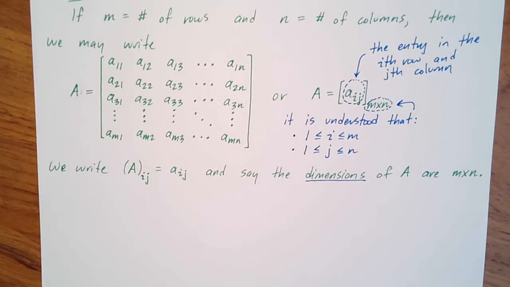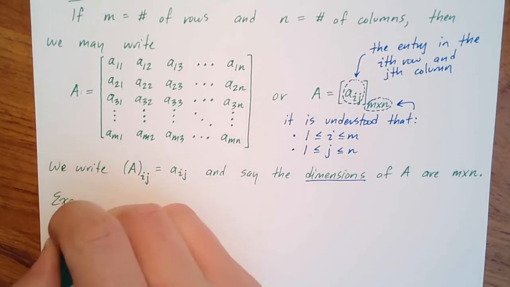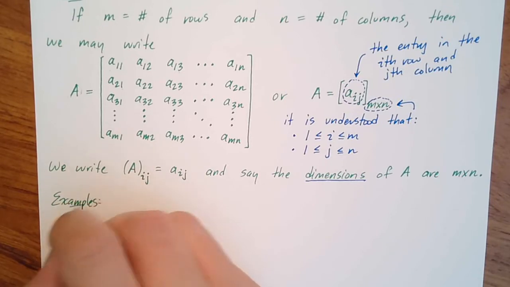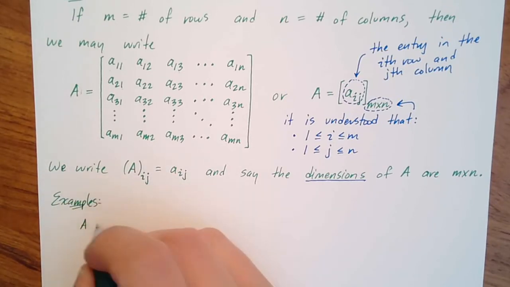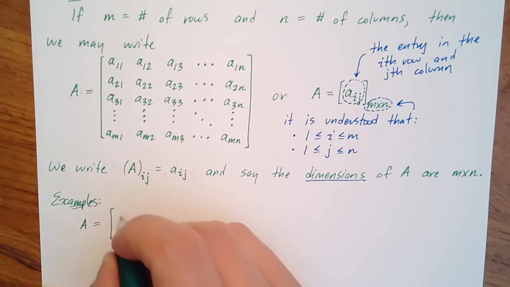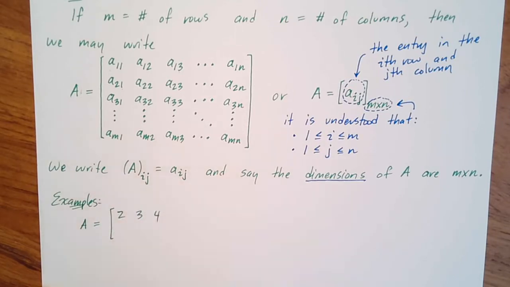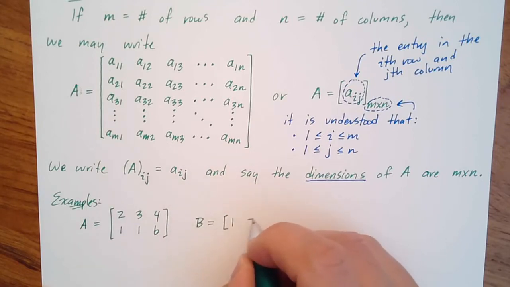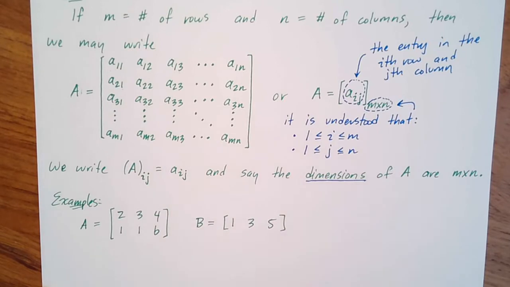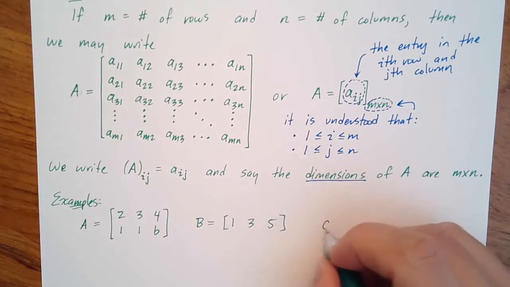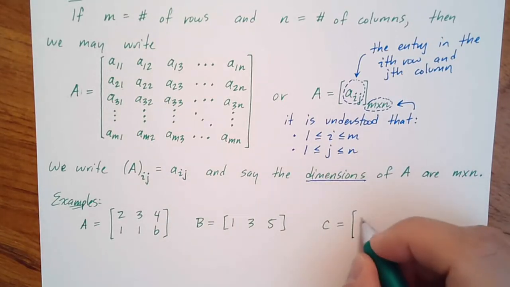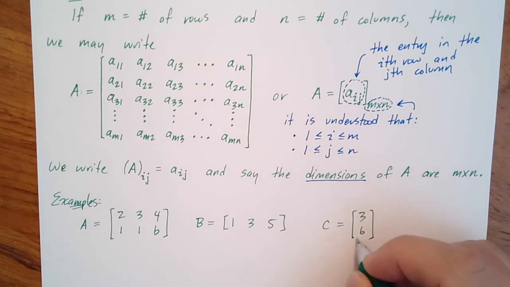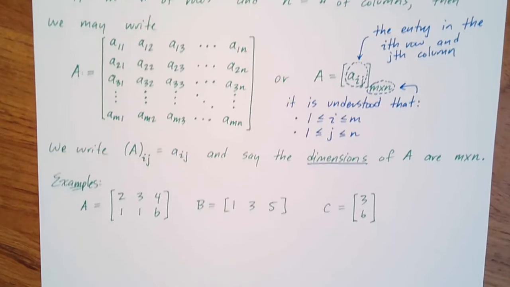So let's look at some examples of using this notation. So we'll write down a few matrices first. I'll call A the matrix which consists of these entries: 2, 3, 4 is the first row, and then the second row will be 1, 1, 6. I'll let B be the matrix 1, 3, and 5, and then we'll call C the matrix consisting of those two entries, 3 and 6.